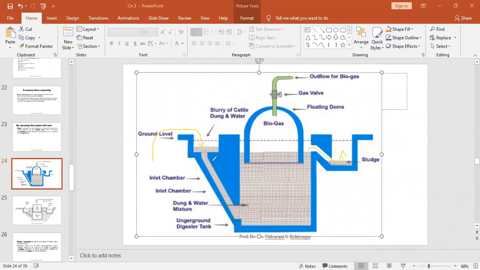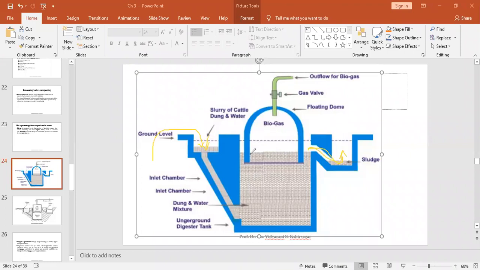Okay, so this process works on the mass balance equation. Whatever amount of input you are providing through the inlet chamber, the same quantum of material will be getting out through the outlet chamber. Are you getting it? So this way it works on the mass balance equation.